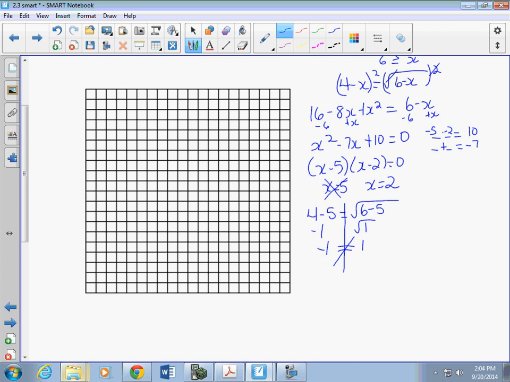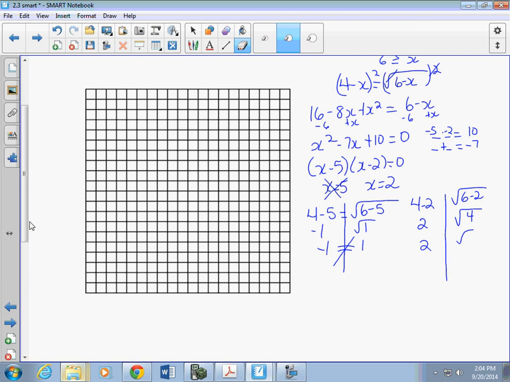So now I have to check the next one. x is equal to 2. So I have 4 minus 2 is equal to the square root of 6 minus 2. 4 minus 2 is equal to 2. The square root of 6 minus 2 is equal to the square root of 4. Oops, get rid of the square root. So 2 is equal to 2.